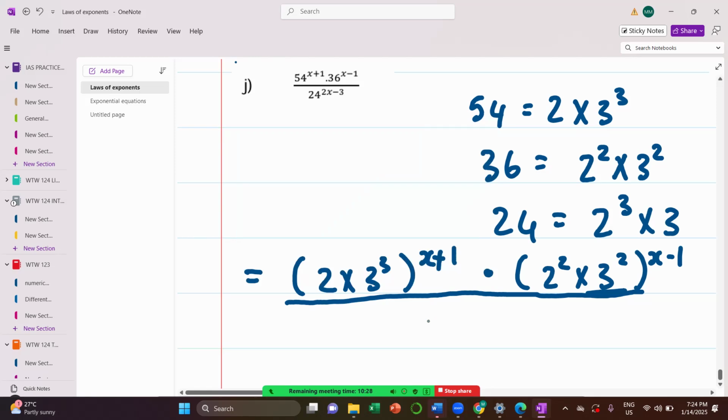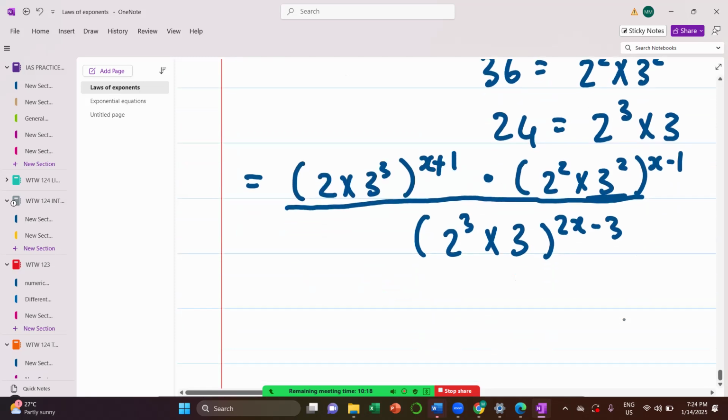Where I see 24, I'm just gonna put what? Substitute 2 to the exponent of 3 multiplied by 3, all to the exponent of 2x minus 3. Are we okay? Let me move on.